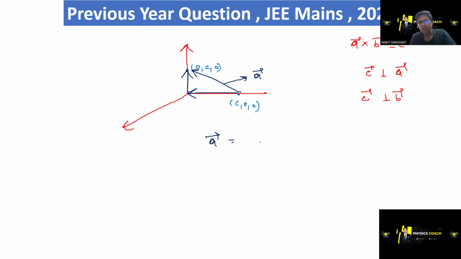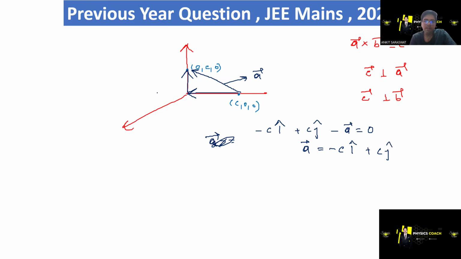Minus C i cap like this, minus C i cap plus C j cap. This should be tail to head, then it should be tail to head. Minus A vector comes out to be 0. So A vector will be what? C minus C i cap plus C j cap.